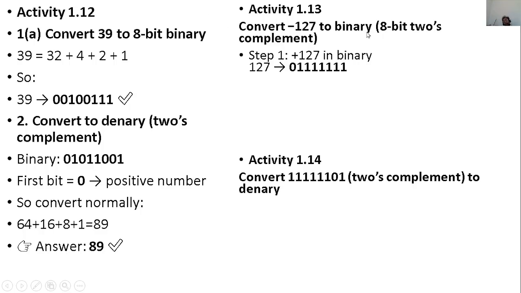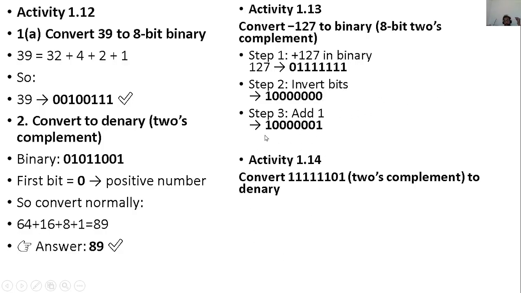Convert minus 127 to binary. In order to convert minus 127 to binary, we will first convert plus 127 into binary, which becomes this. You can study it in lecture 1 and 2. Next, you invert the bits. When you invert the bits, this will become 1, the rest of the bits will become 0, and you add 1 to it. When you add 1 to it, it will become 1 0 0 0 1.